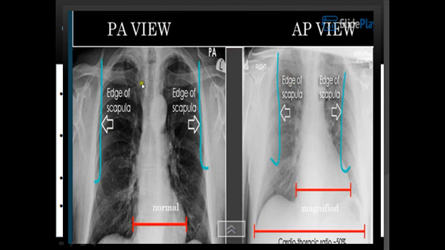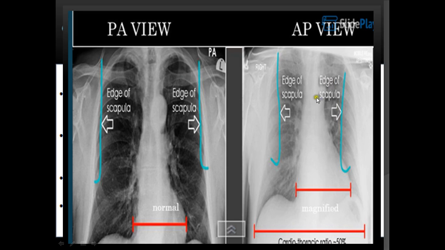If you look at the medial border of the scapula, it lies at the periphery, at the edges of the chest lung fields. While in the AP view, the scapulae cover most of the lung field. Most of the lung field is being hindered by these scapulae. The reverse occurs here: the clavicle is covering the upper aspect or upper lobes of the chest, while here, clavicles are away from the lung fields.